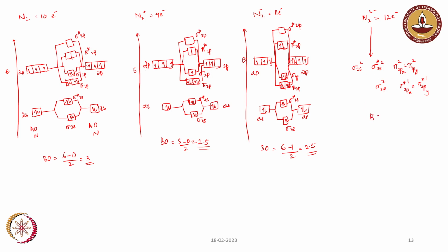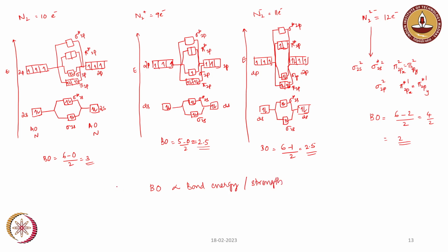So bond order will be, we can neglect sigma 2s and sigma star 2s. In bonding, there will be 4 electrons in pi bonding and 2 electrons in sigma bonding, so a total of 6 bonding electrons, and 2 electrons in antibonding. So it is 4 by 2, which is 2. So we know that bond order is directly proportional to bond energy or bond strength.